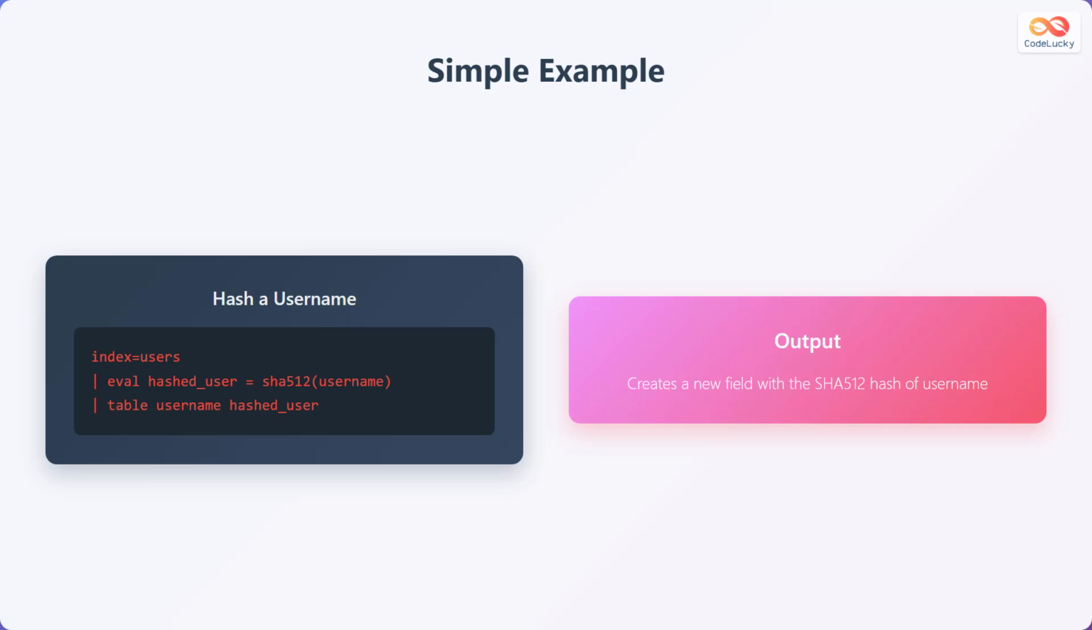Let's look at a practical example of hashing a username field. In this example, we start with index=users to specify our data source. Then we use eval hashed_user = SHA512(username) to create a new field containing the hashed version of the username. Finally, we use the table command to display both the original username and the newly created hashed_user field. This creates a new field with the SHA512 hash of the username, which can be used for secure user identification without exposing the actual usernames.